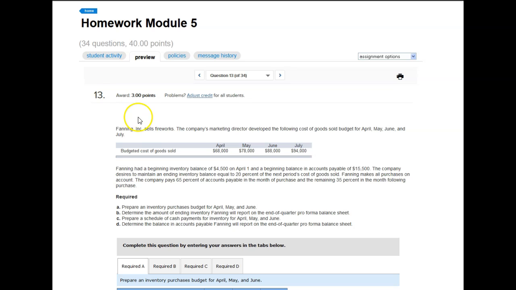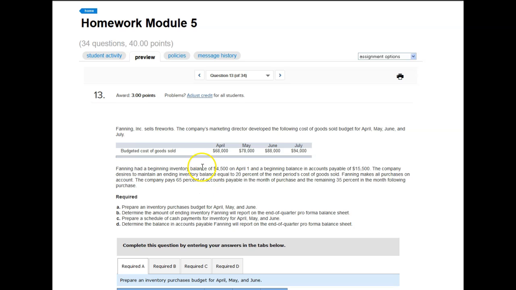So on this one, we're trying to figure out how much inventory we need to purchase each month. Okay, and then they're going to ask about how much we need to pay in cash each month. So the information here is, they have a budgeted cost of goods sold each month, April through July. They've already computed this for us. This is the cost of goods sold we need to have based on expected sales.